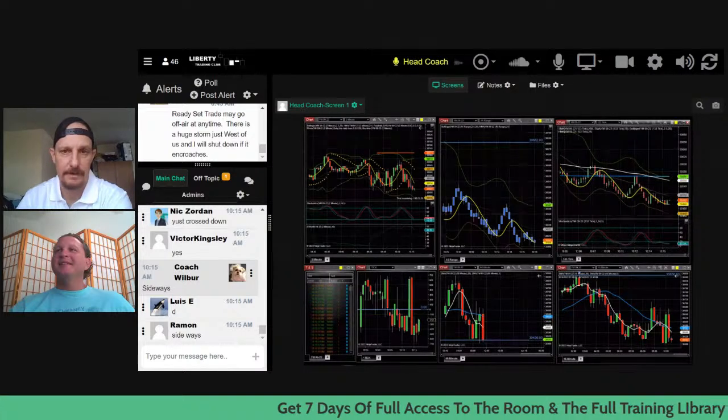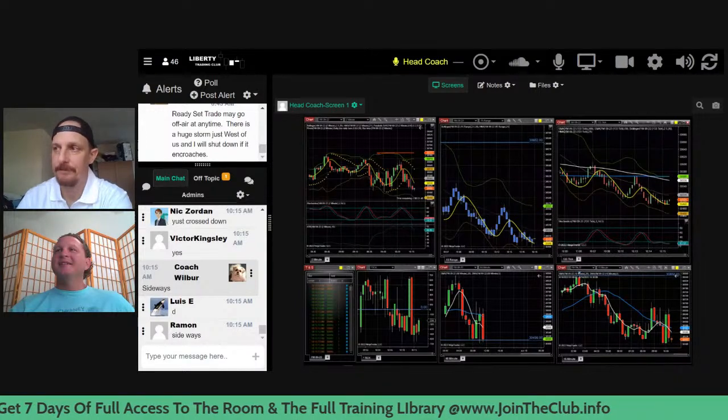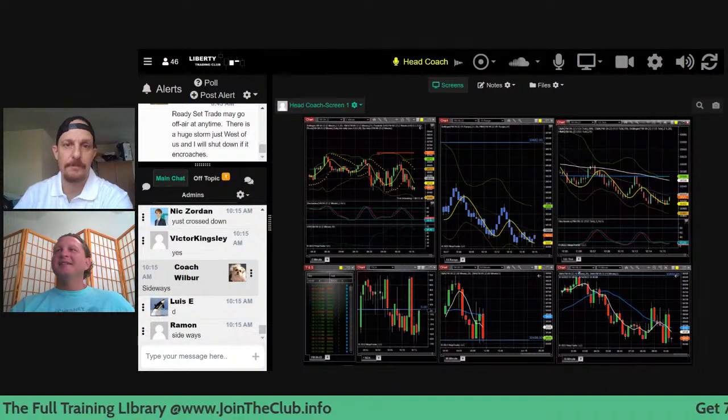First touch rule, the 16 tick rule we talked about a couple times. The 15-minute trend is down now again. Look at these 15-minute bars.